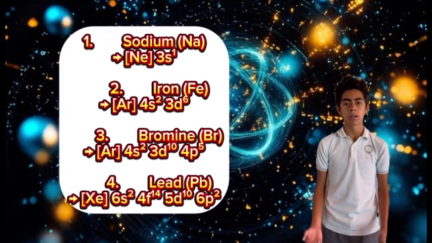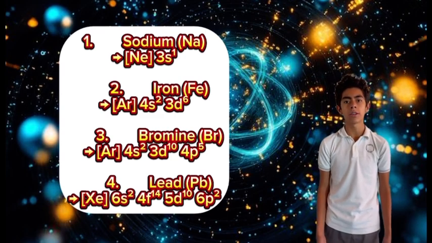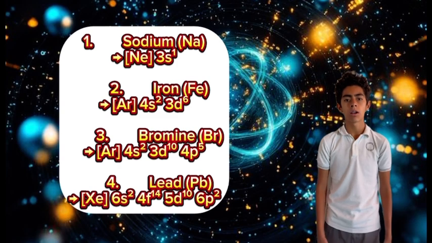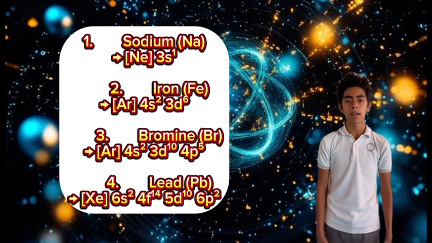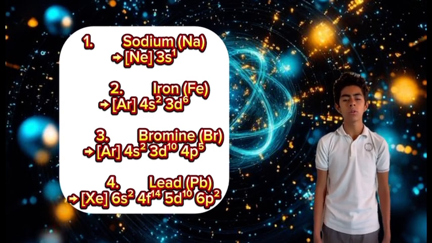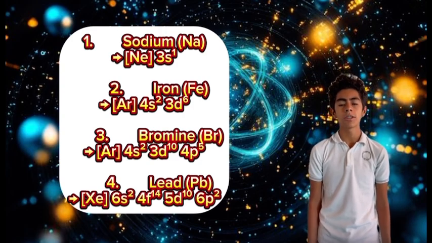Examples: sodium, Na, Ne 3s1. Iron, Fe, Ar 4s2 3d6. Bromine, Br, Ar 4s2 3d10 4p5. Lead, Pb, Xe 6s2 4f14 5d10 6p2.